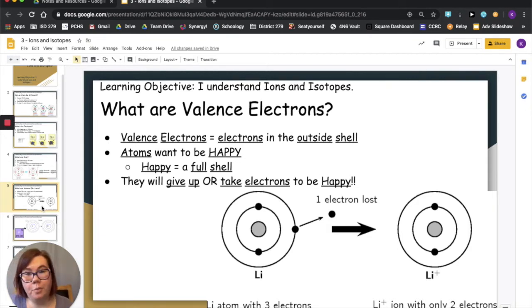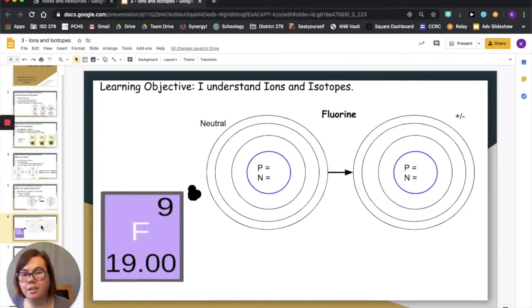So let's do a little bit of practice, since that's the best way for us to understand. So here I have our fluorine atom. We're going to start off with just drawing our neutral atom. That's always the best way for us to start, so we know what the base is, and then we can start thinking about how it changes to cause a charge.